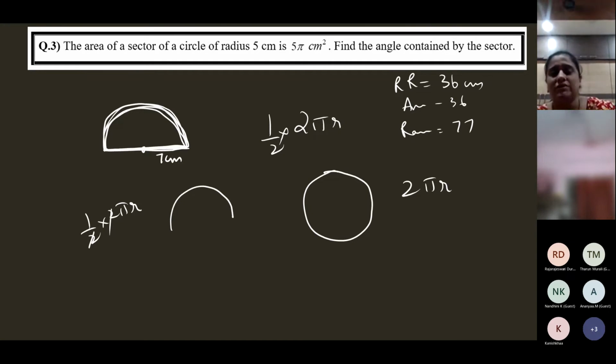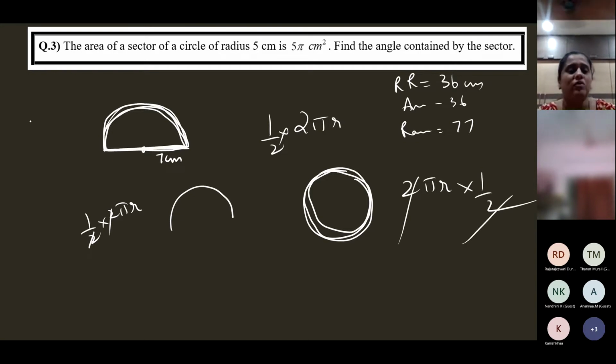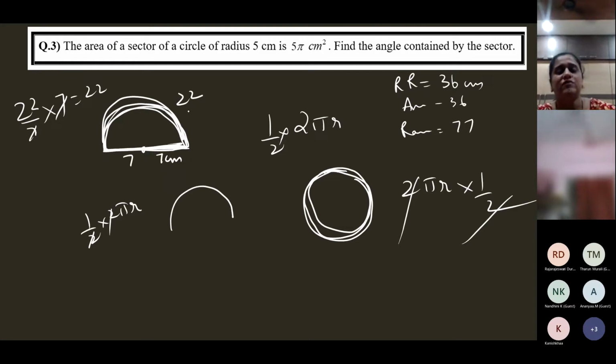Take the full complete formula, the length of the circle. This full circle is 2 pi r. Semicircle meaning into half, so it's pi r. What is pi r? Pi is 22 by 7 into r, which is 7. The length of this arc is 22, plus 14, 7 plus 7. 36 centimeters is the perimeter of this figure.